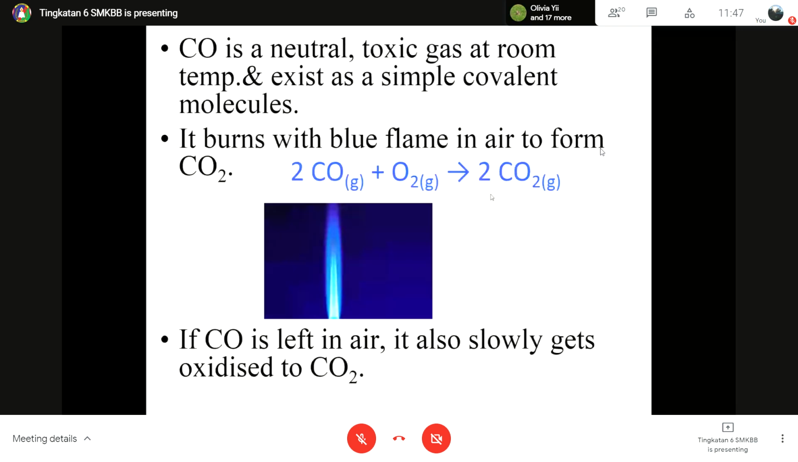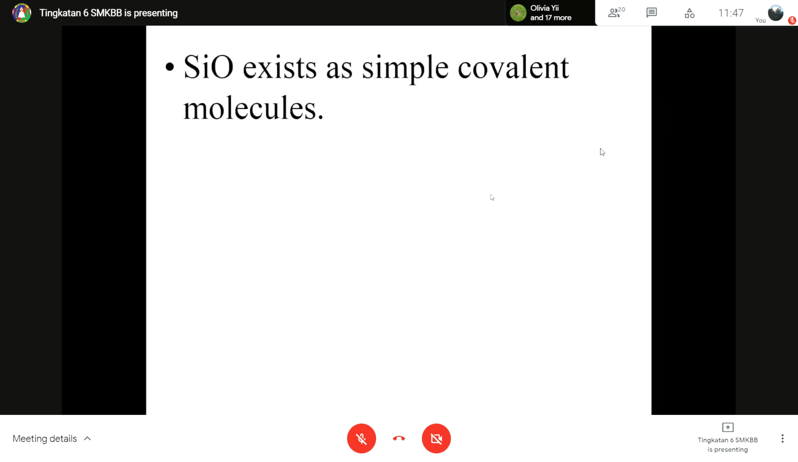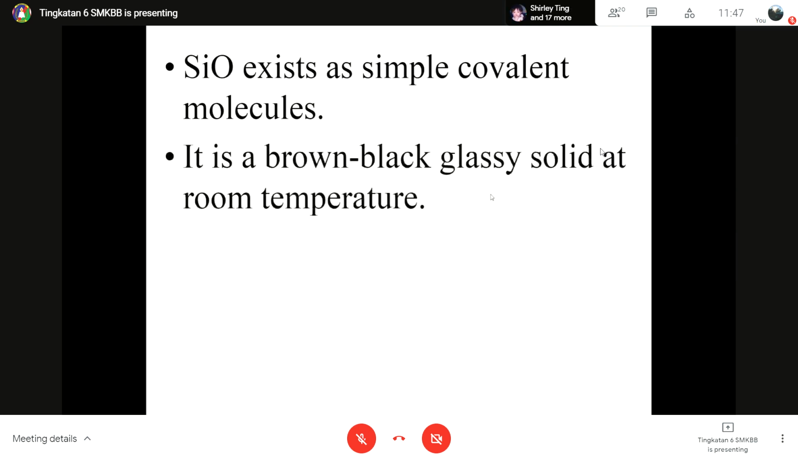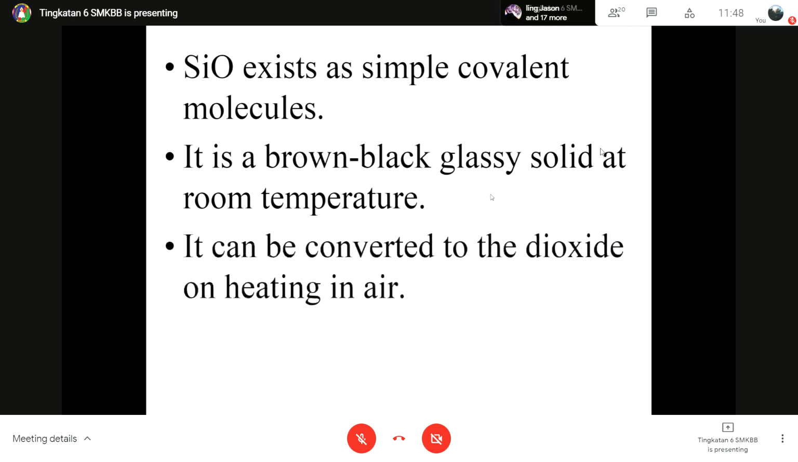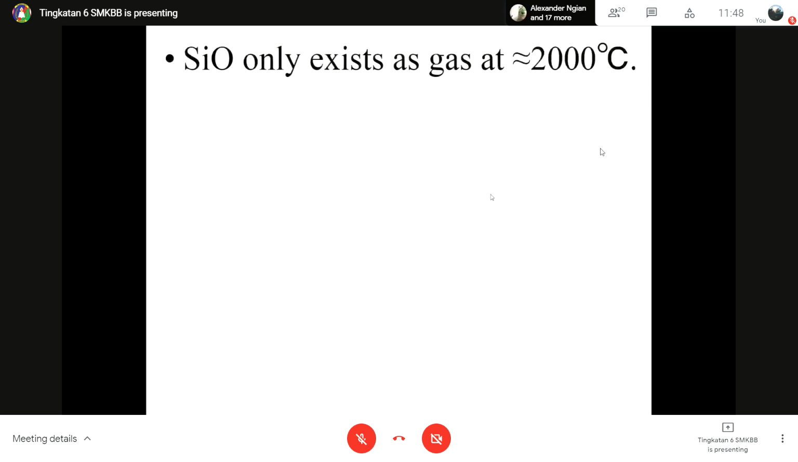Silicon monoxide, also a simple covalent molecule. And logically it is a brown-black glassy solid. It looks like glass a little bit. You look at it, you already know it is not a metal. And then it can be changed to the dioxide by heating. That means kind of similar to the CO just now. You heat it, it can become CO2, so this one is also quite similar. So that is silicon monoxide.